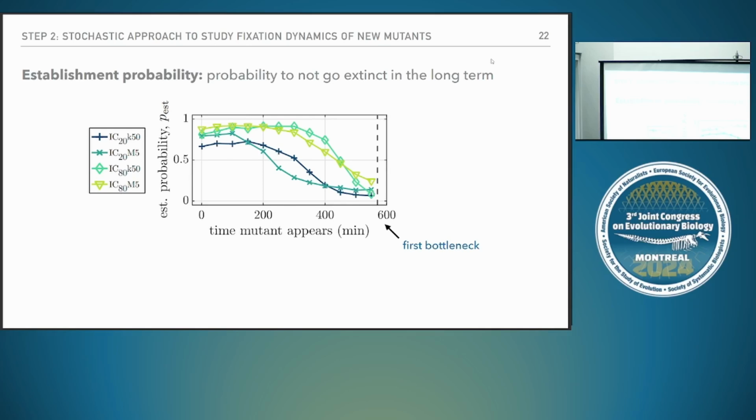And what you can see in general is that for the IC80 cases, these two curves here, the establishment probability is higher compared to when selection is lower. And in general, we don't see much variation when we change the bottleneck size when we have a constant drug concentration. So the conclusion here is that there's a stronger dependence on antibiotic concentration than the bottleneck size when it comes to the establishment of new mutants.